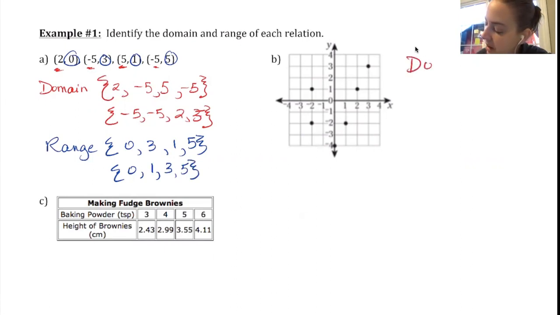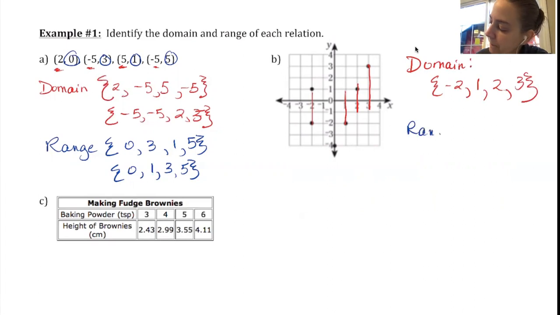So my domain on this one are your x values. Now to get them off of the graph, this has an x value of -2. And then over here at 1, and then at 2, and then at 3. My range are the y values. So now I'm going to look at it in the other direction. So -2, none here at -1, none at 0. Up here at 1, I've got 2 of them.